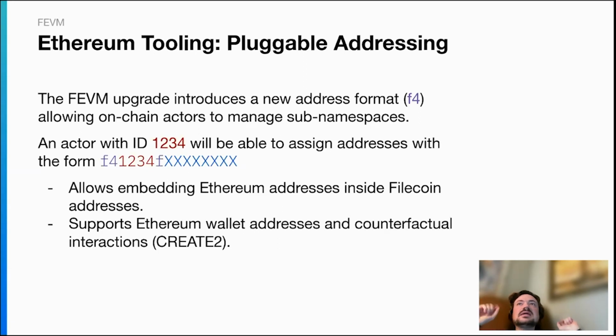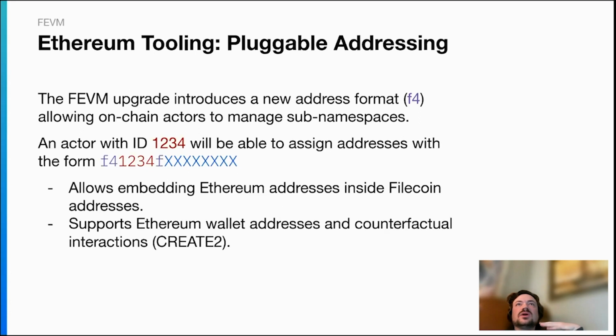So the EAM is this new actor deployed at ID 10, which means it can control F410. In this case, you'll see that this text is talking about 1, 2, 3, 4. It's an arbitrary actor, but in our case, we deploy the EAM at address 10. So it controls F410F and then whatever. The cool thing is it means that this EAM can literally just take an Ethereum address and embed it in a Filecoin address, just verbatim, and then pull it back out.